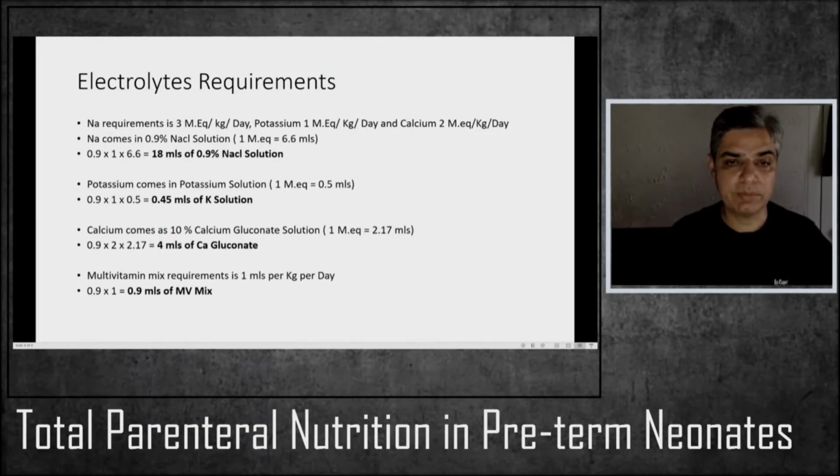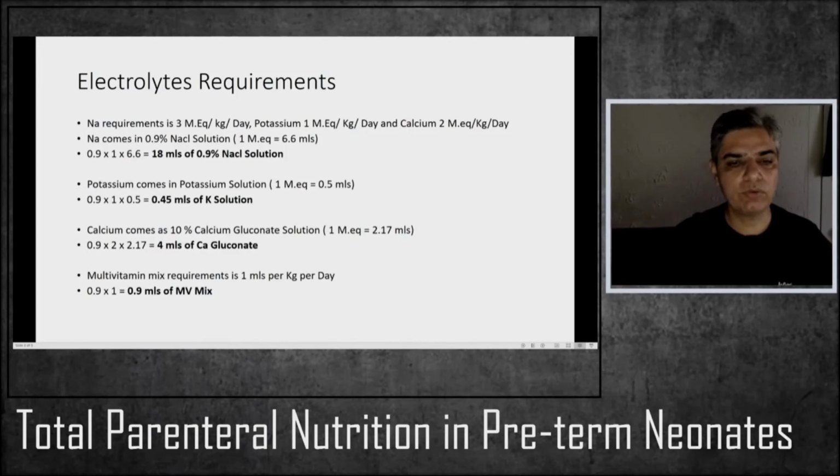Calcium usually comes as 10% calcium gluconate solution, and 1 milliequivalent of calcium is equal to 2.17 mils of calcium gluconate solution. So again, if we do the math, 0.9 into 2 milliequivalents multiplied by 2.17 would be equal to 4 mils of calcium gluconate.